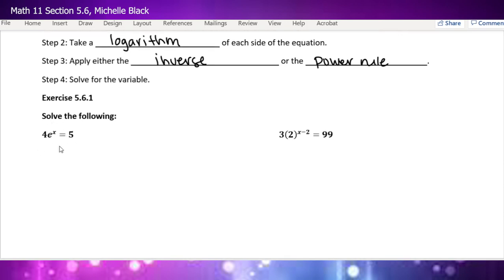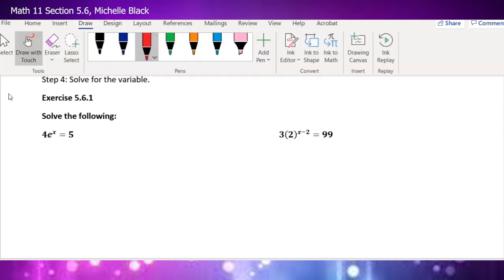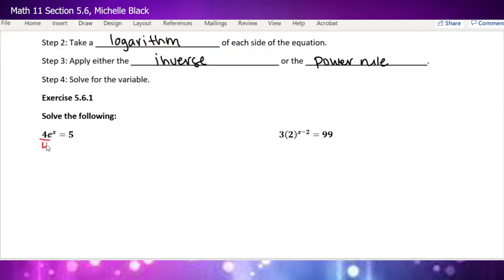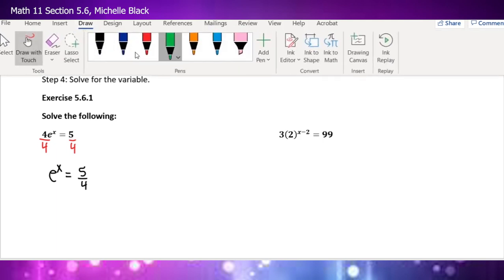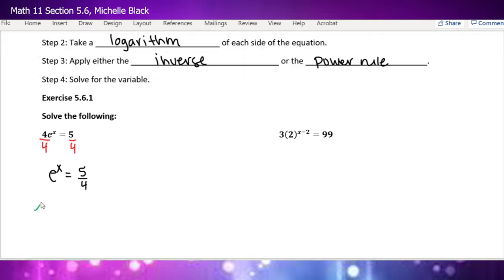So if I wanted to solve for x here, what I would need to do is I would first need to isolate e to the x, which I can do by dividing by 4. So now I have e to the x equals 5 over 4. And then I need to take the log of each side, and I need log with the same base as my exponent. So for this problem, that's going to be the natural log.